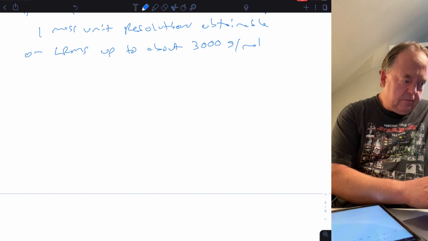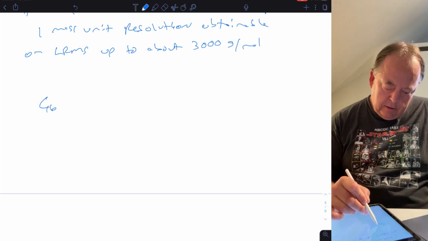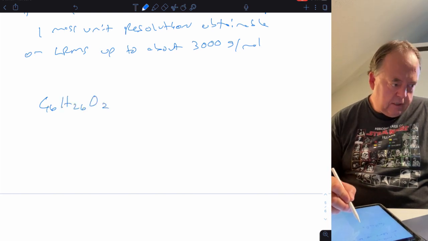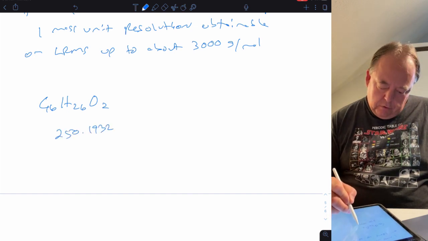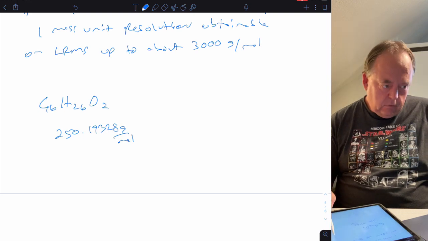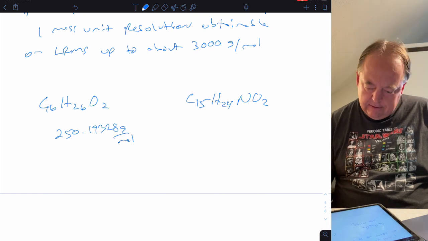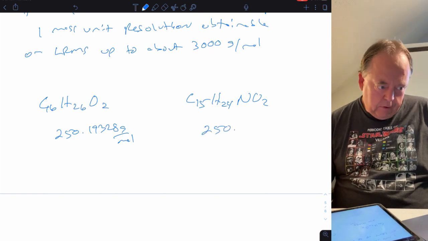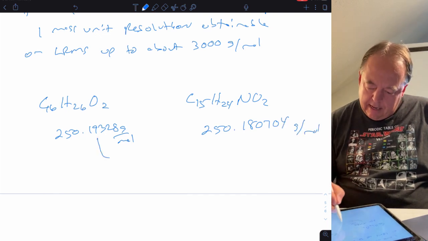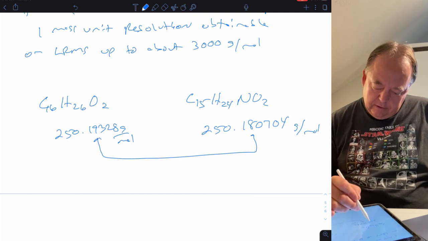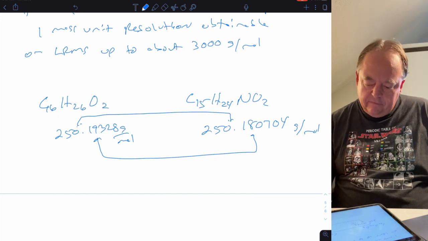difference between the instruments. So if you want to distinguish between C16H26O2, for example, which has a molar mass of 250.19328 grams per mole, and C15H24NO2, so if you add up the molar masses, this has a molar mass of 250.180704 grams per mole. So these differ in mass. Right, so this would be 1 mass unit resolution, so 250 versus 251, for example.